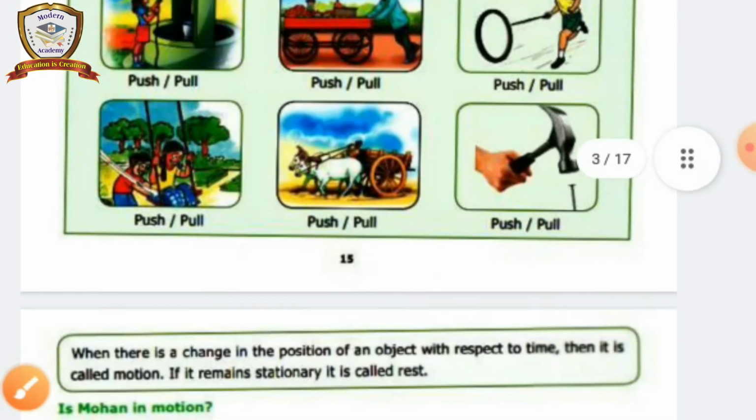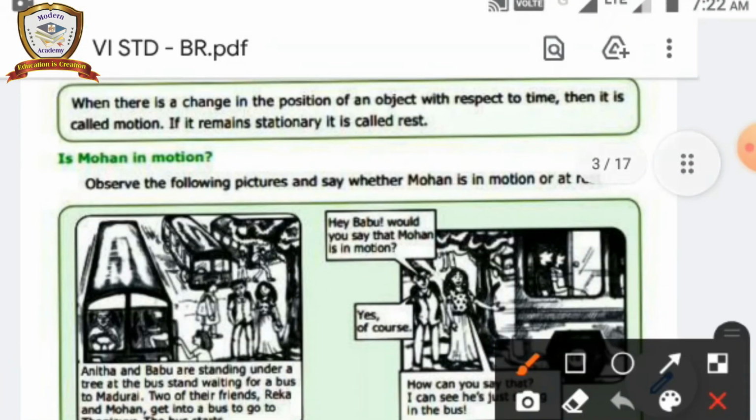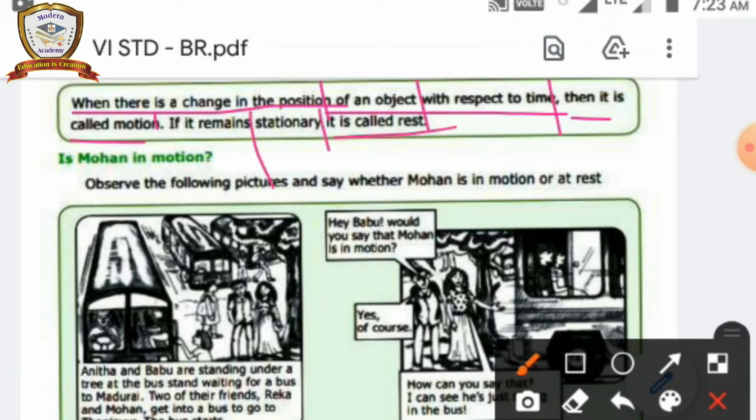Turn to the next page. When there is a change in the position of an object with respect to time, then it is called motion. If it remains stationary, it is called rest. Is Mohan in motion? Observe the following pictures and say whether Mohan is in motion or at rest.